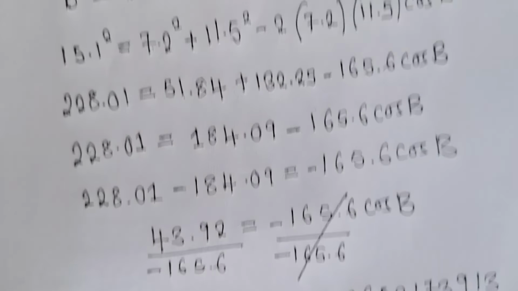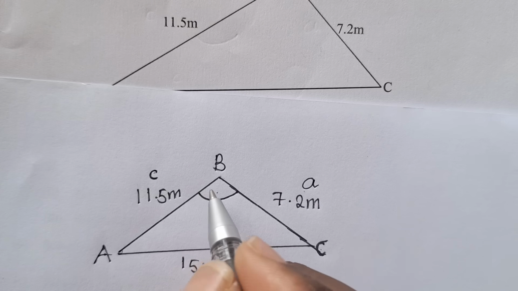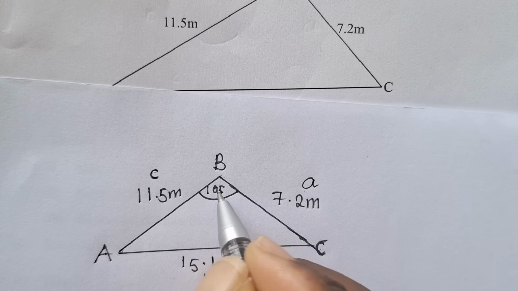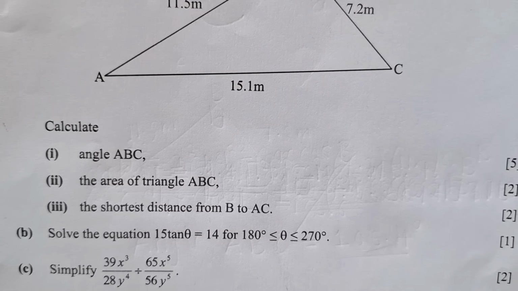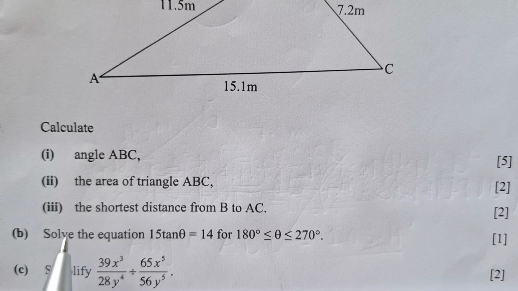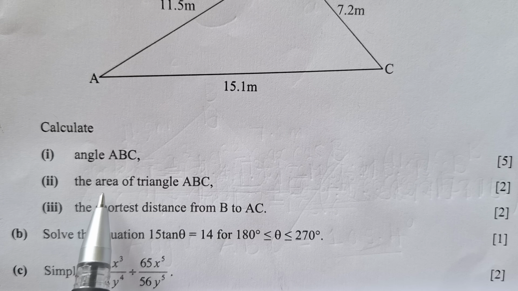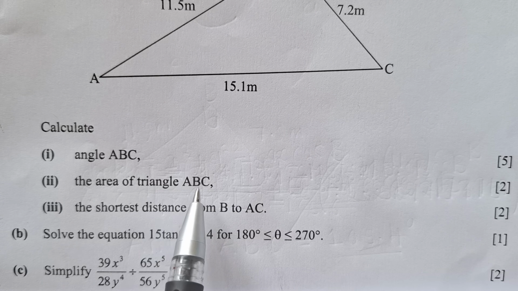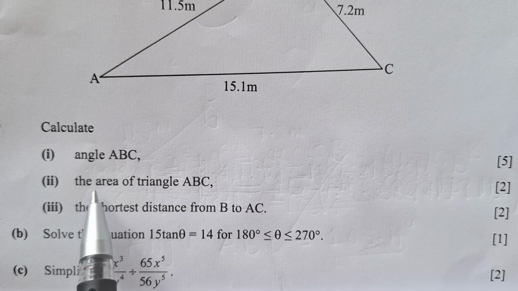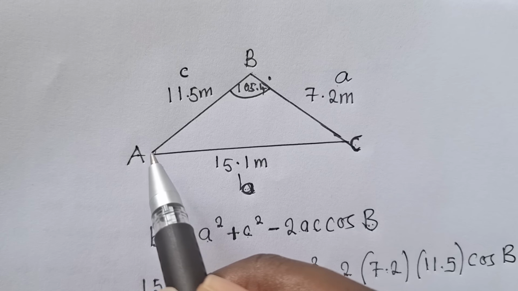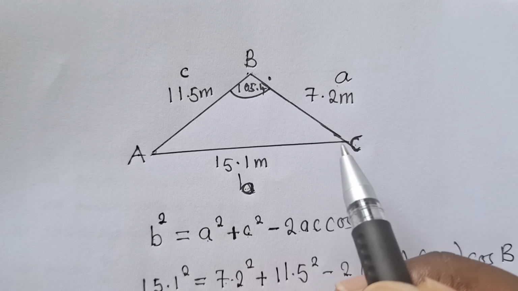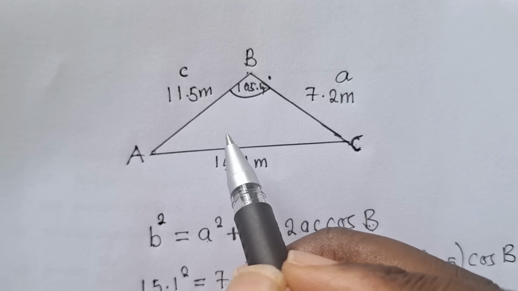So here we can indicate that our angle here is 105.4 degrees. So the next question here, they want us to find what? To calculate or to find the area of triangle ABC. Triangle ABC. So look at this. A, B, C. They want us to find that area.